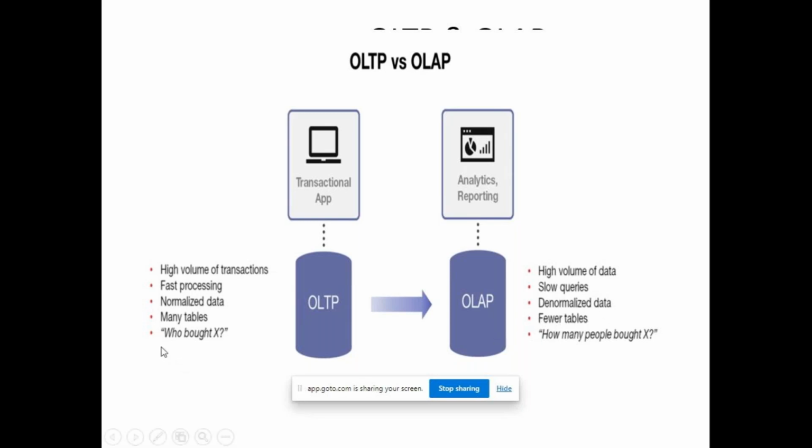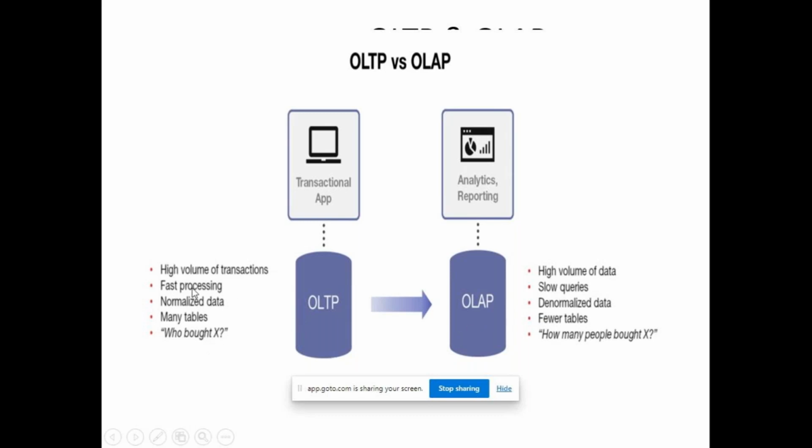In the OLTP system, we find out who bought that particular X product. Whereas in the OLAP system, we ask how many people bought the X product: the count of customers who bought a particular product, the total number of customers, the total number of products we sold. That summarized data we can find in the OLAP system. These are the major differences between OLTP and OLAP systems.